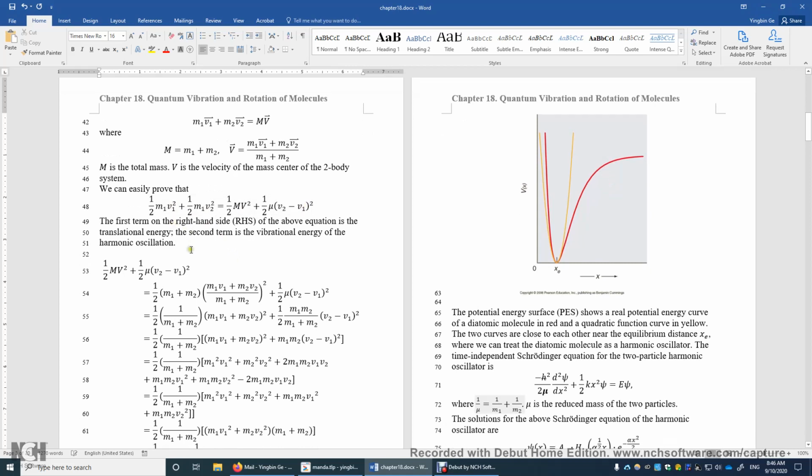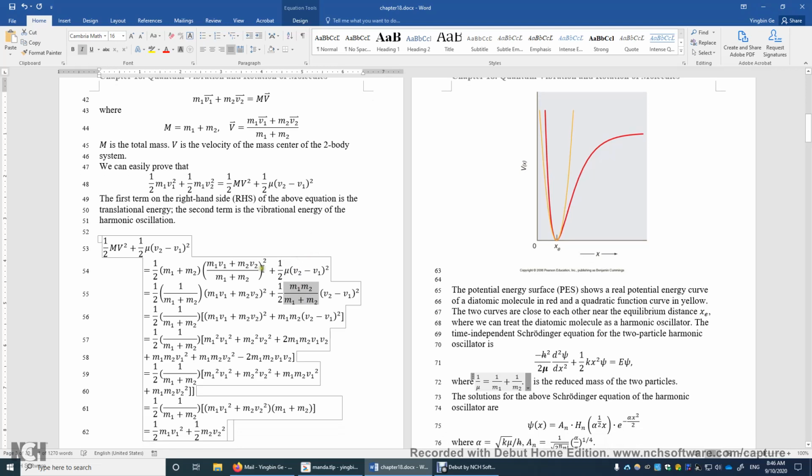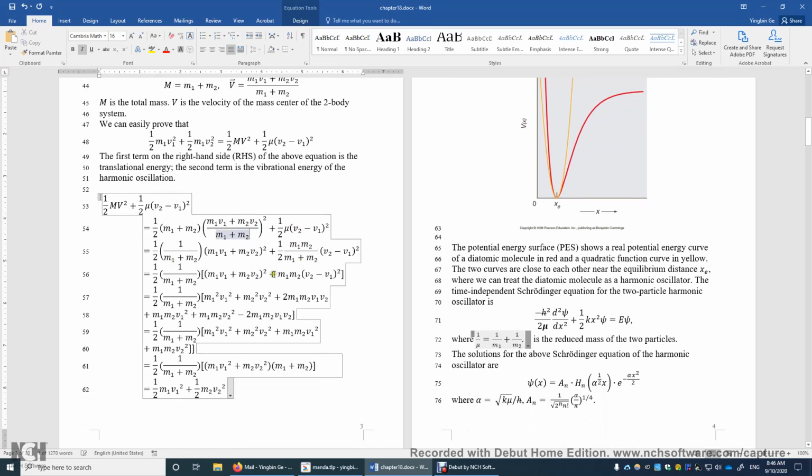We can prove this. We start from the right-hand side over here. We plug in this uppercase M is equal to the sum of the two masses. We plug in this mu as m1 times m2 over m1 plus m2. And then we do the derivation. It's tedious, but it's not too difficult. As long as you are careful, in the end, you will prove that the sum of the translation energy and vibration energy is the sum of the kinetic energy of mass 1 and the kinetic energy of mass 2.